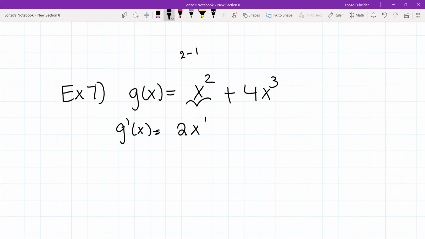This one, the derivative of 4x to the cube. What you're going to do is multiply the 3 by 4, or 4 times 3 is 12. And then the new power is going to be 2 because it's 3 minus 1, which is 2. And that's your final answer.